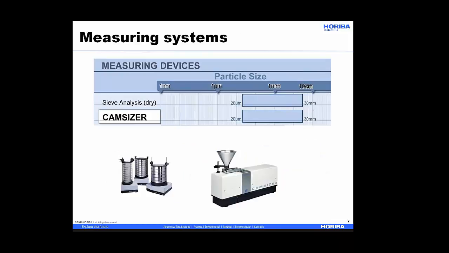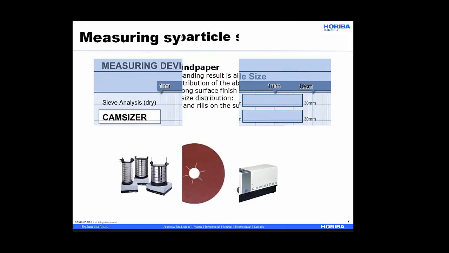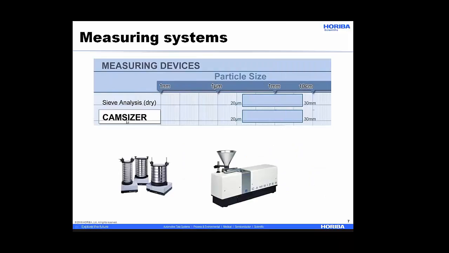So today I'm going to talk about two measuring systems. First is sieve analysis, which has a size range of about 20 microns to about 30 millimeters. And then I'm going to talk about the CAMSIZER, which also has a size range of exactly 20 microns to 30 millimeters.